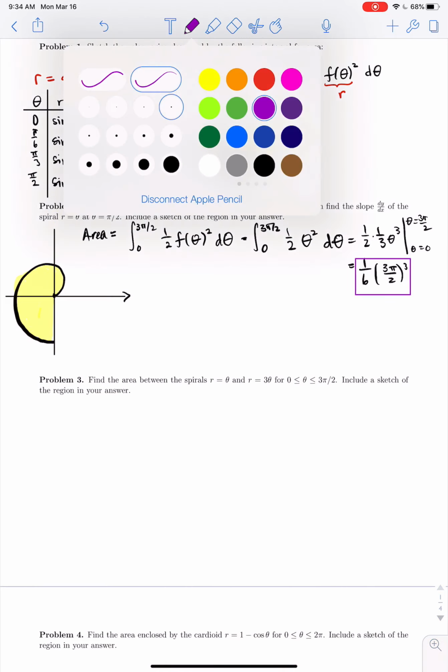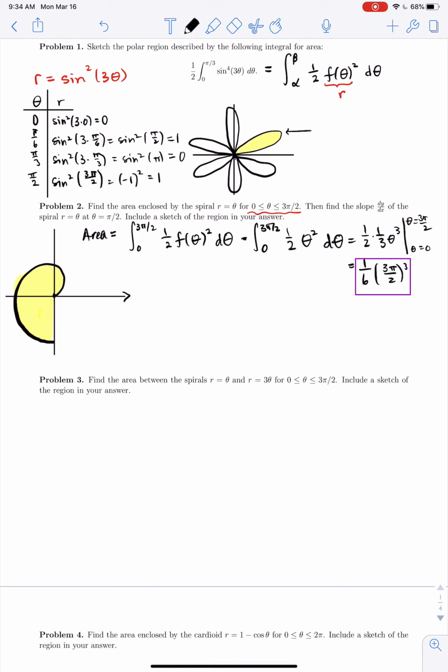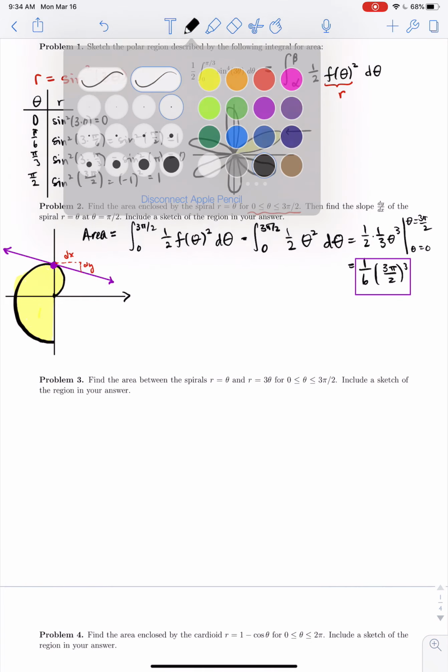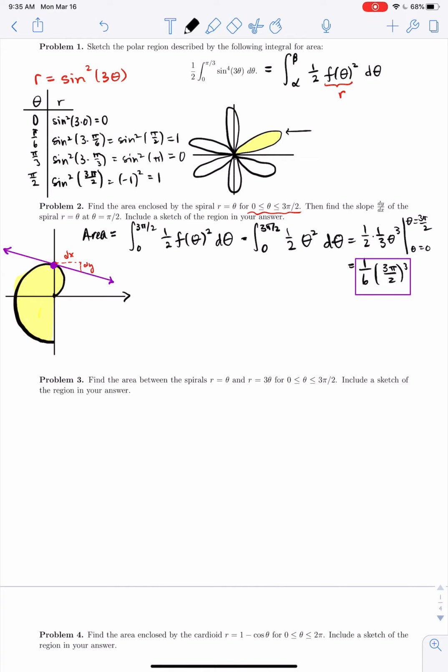Okay, then we're asked to find the slope dy dx of the spiral at theta equals pi over 2. So when theta is pi over 2, that's right here on our polar curve. And that curve, of course, has a tangent line at that point, maybe something like that. And so we should be able to find the slope of that, which we're calling dy dx.